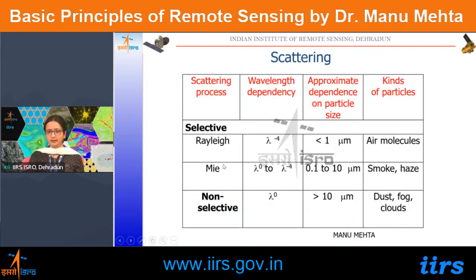So I put it into a table. For Rayleigh, wavelength dependency is lambda to the power minus 4, and roughly lambda to the power minus 2 for Mie, whereas it is a variable range for non-selective. So shorter wavelengths like blue will be scattered more in Rayleigh than red. Similarly for Mie also, but the amount of scattering that blue will suffer due to Rayleigh scattering will be more compared to Mie. Okay, and most commonly found Rayleigh scatterers are air molecules, the gaseous molecules. Mie scatterers are usually the aerosols, and non-selective scatterers are usually the cloud droplets.